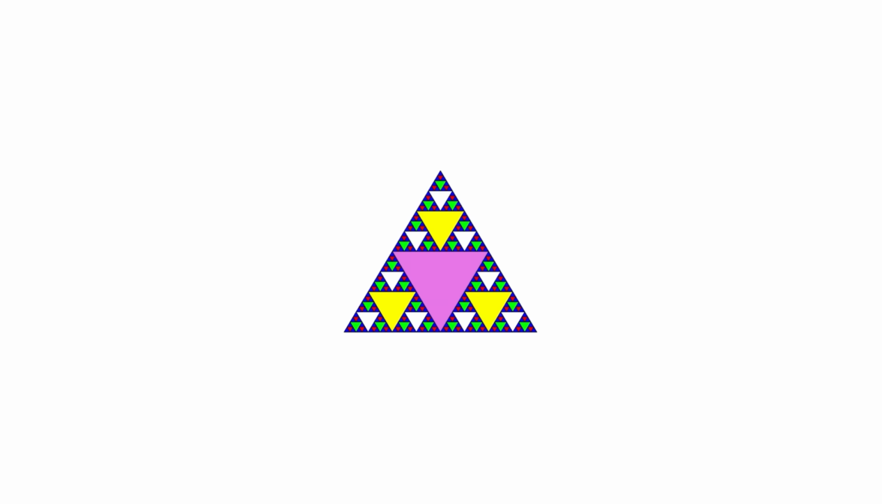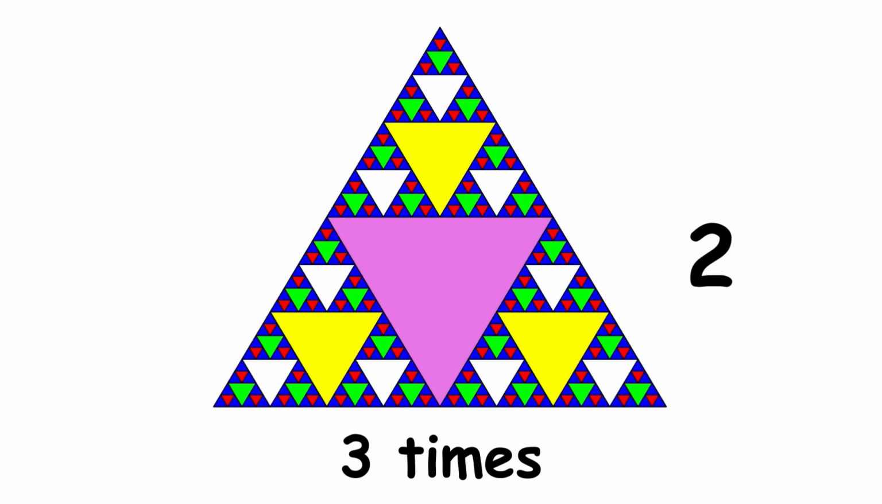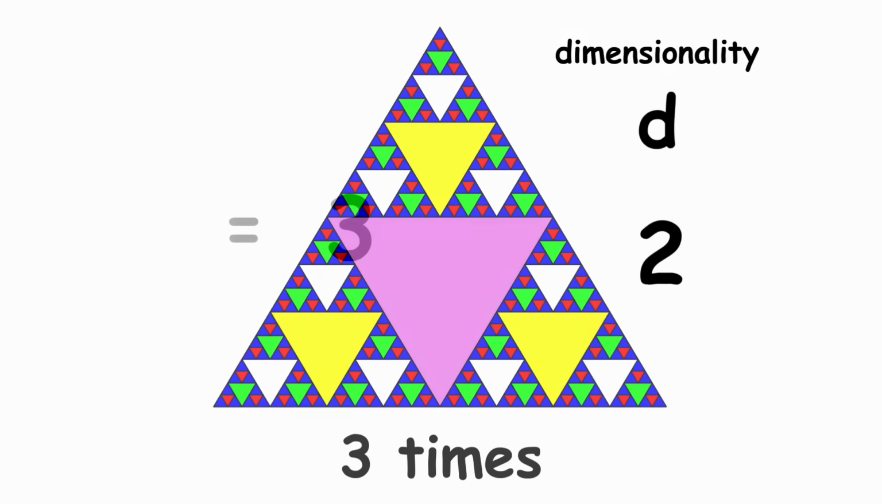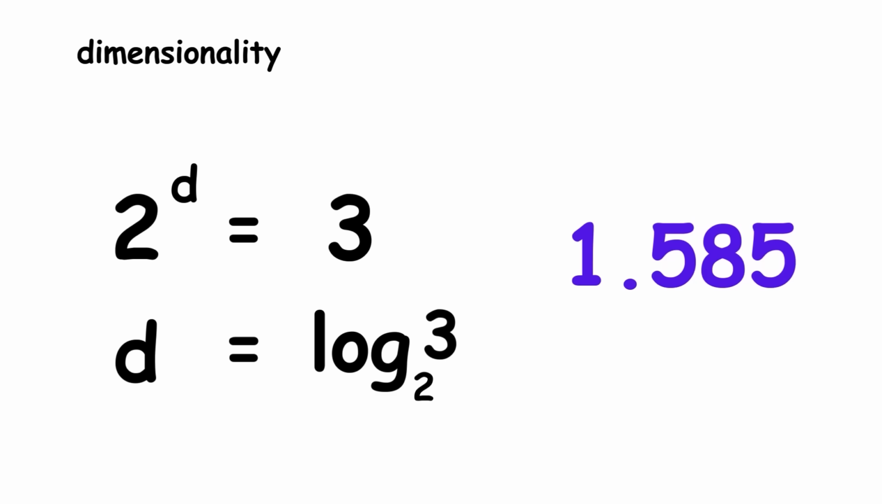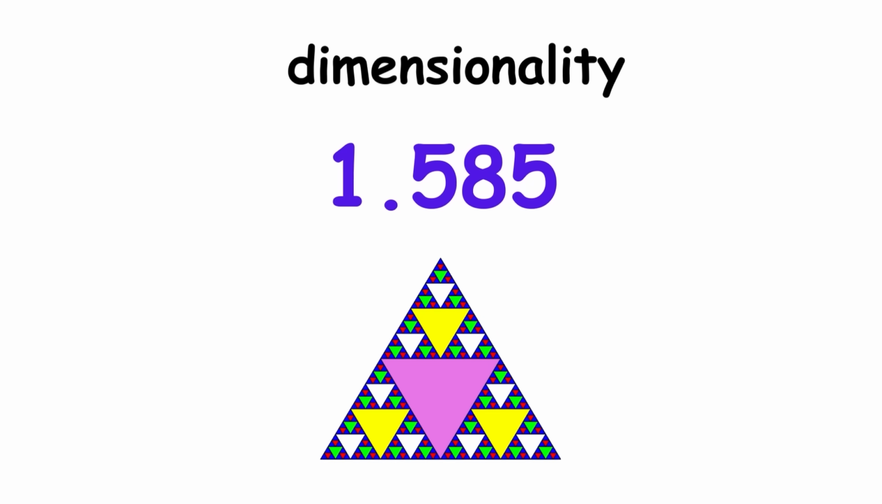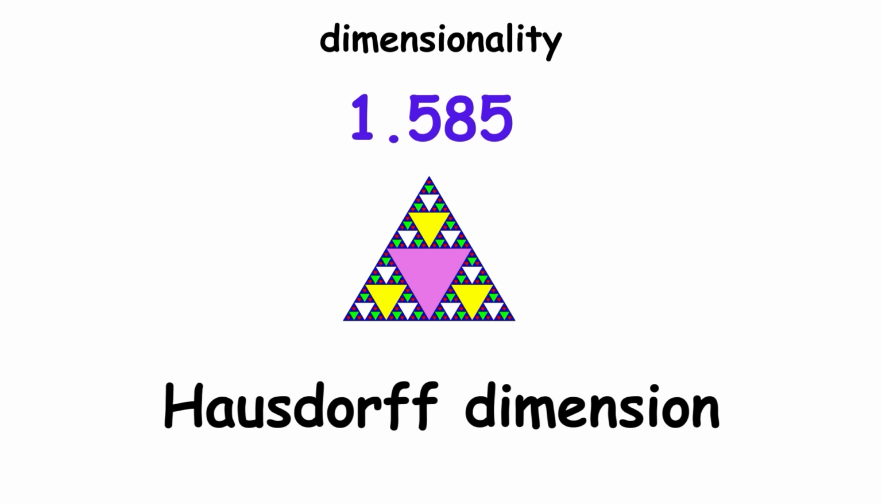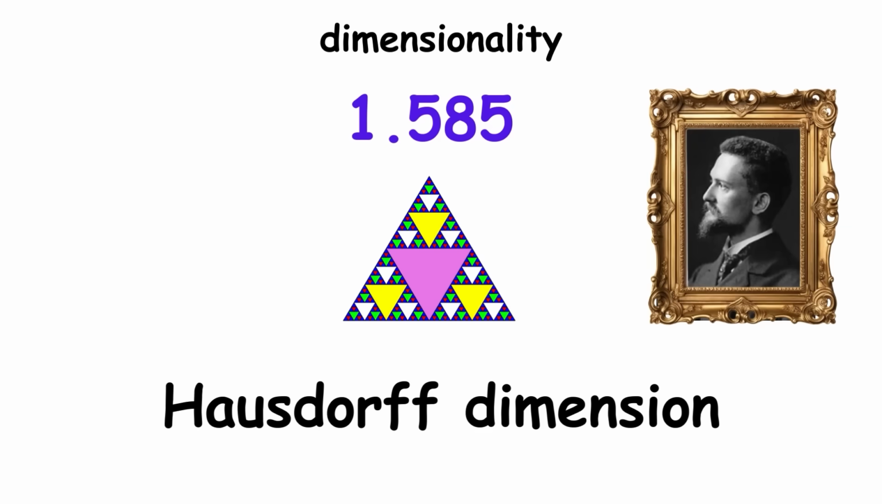If you scale up the dimensions of the Sierpiński triangle by a factor of 2, it becomes 3 times as large. As a result, its dimensionality d can be found by solving for d in the equation 2 to the power of d equals 3. This equation can be solved with logarithms. Taking the logarithm base 2 of both sides, we see that d equals log base 2 of 3, which is about 1.585. In this sense, the Sierpiński triangle is approximately 1.585 dimensional. This is called its Hausdorff dimension, named after German mathematician Felix Hausdorff.